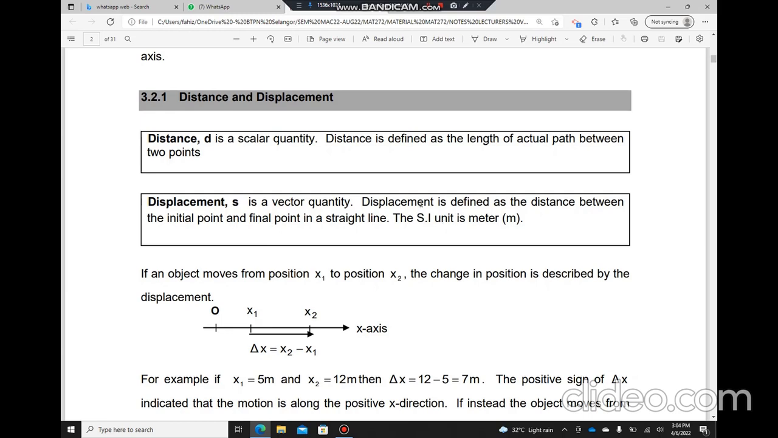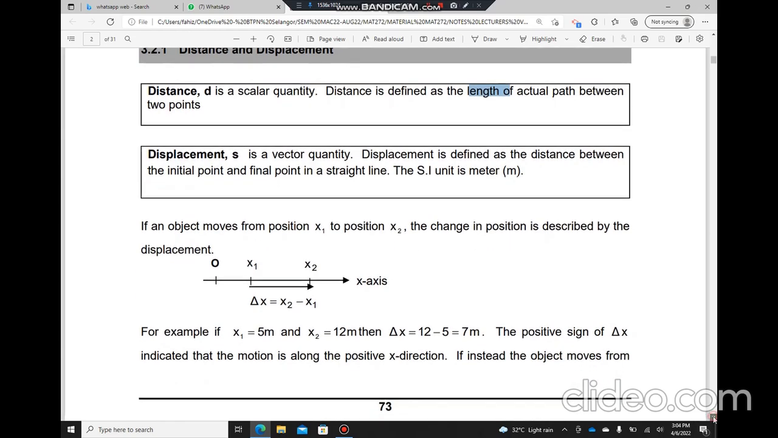Okay, so kalau displacement ni adalah jarak ataupun distance antara initial point, kedudukan awal dengan kedudukan akhir. So maknanya benda tu dah berubah tapi kita just tengok kedudukan awal dan akhir. Tapi kalau distance dia cuma skala. So dia tak ada perubahan. So dia cuma panjang antara dua points.